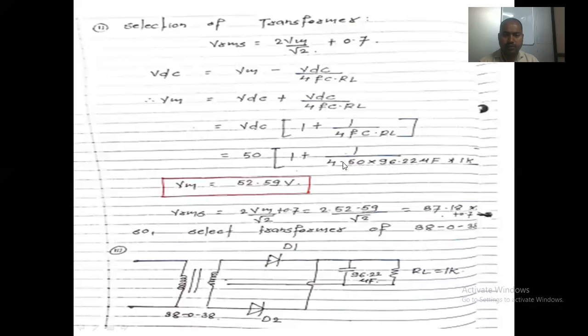No. Whatever is coming here, 4 into 50, sorry, I said 4.50 but it is not. It is 4 into 50 into 96.22 into 10 raised to minus 6. That was wrong on my part, it is not 4.50. Whatever this calculation is, please tell me. It is 19.26 into 10 raised to 6.